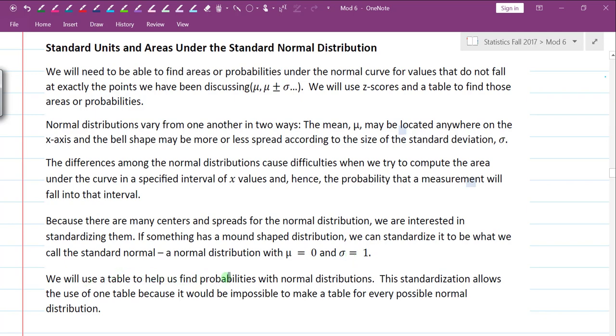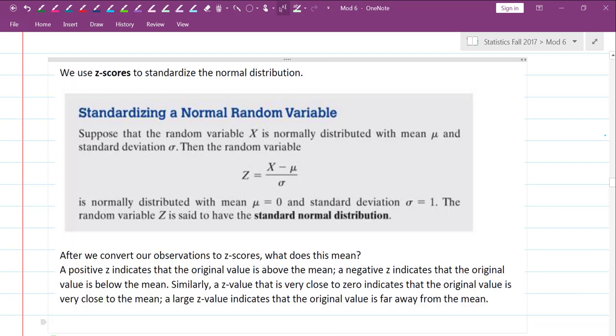We're going to use the table to help us find the probabilities of the normal distributions. The standardization allows us to use one table because it would be impossible to make a table for every single normal distribution out there. Okay, we use z-scores to standardize the normal distribution.